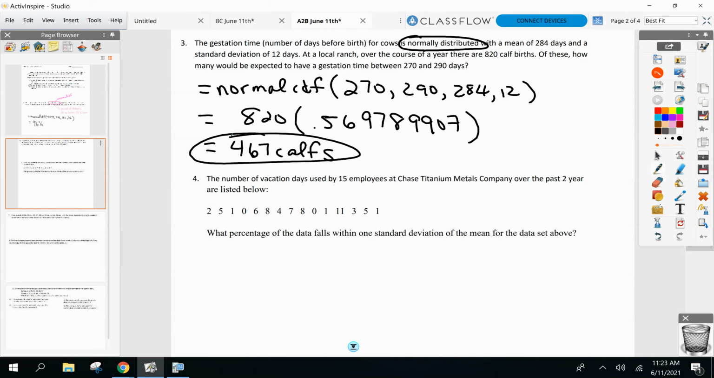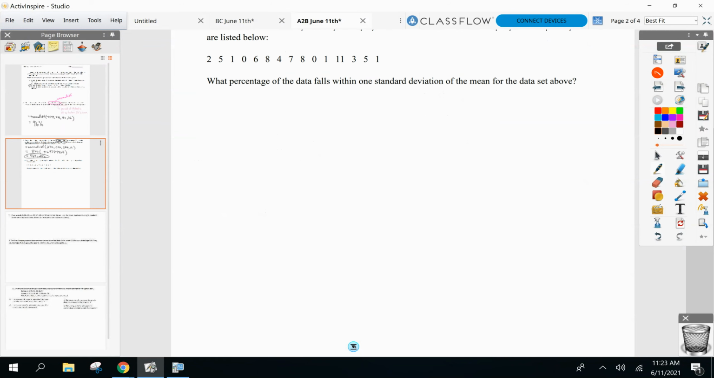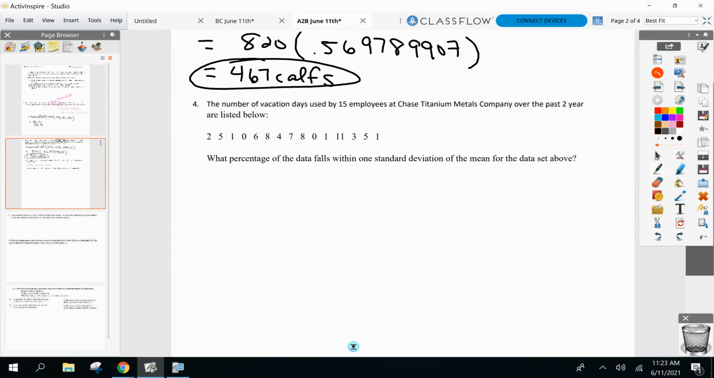All right, let's go to 4. A little different now. No more normal CDF anymore. So I gave you all these numbers here. What percentage falls within one standard deviation of the mean? Let's review, everyone.